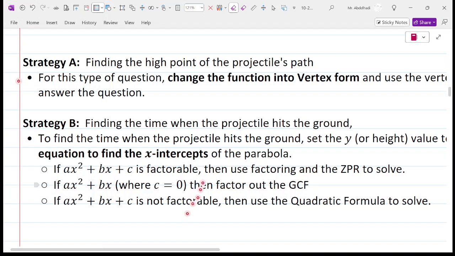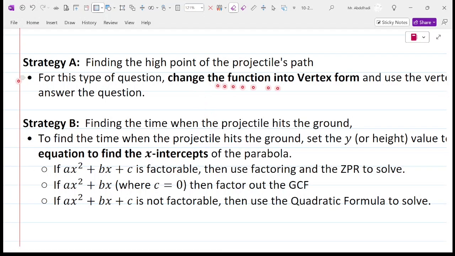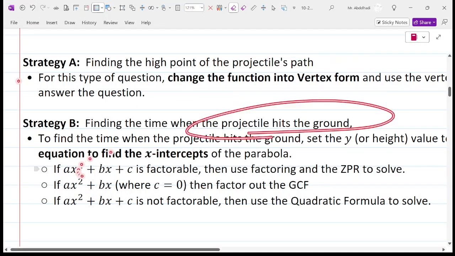The second thing is, where does it hit the ground? Well, what are you looking for in terms of? Yeah, the x-intercept where y equals 0, the height equals 0, and that means it's on the ground. So it's very, very simple. If you're asked to find the high point, you're going to change the function into vertex form, or at least find the vertex. And if you're asked to find where the projectile hits the ground, you're going to find the x-intercepts of that parabola. Okay?